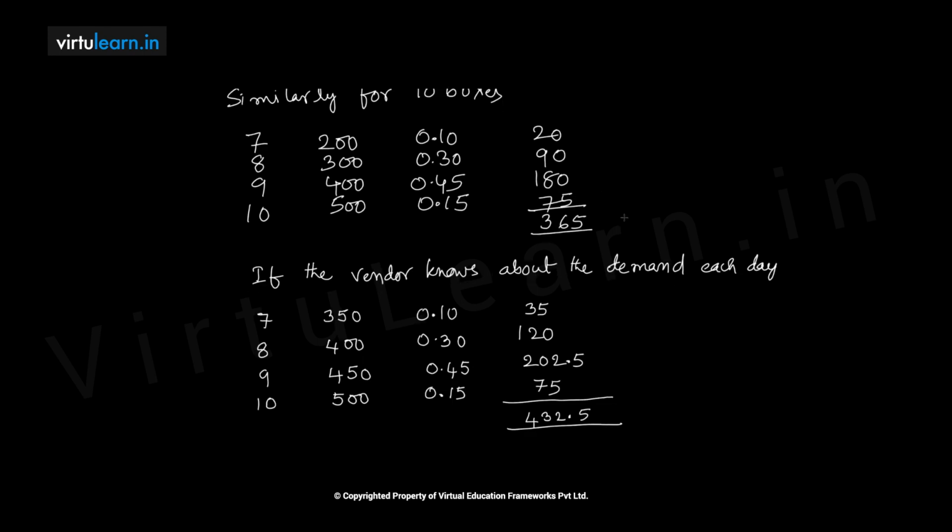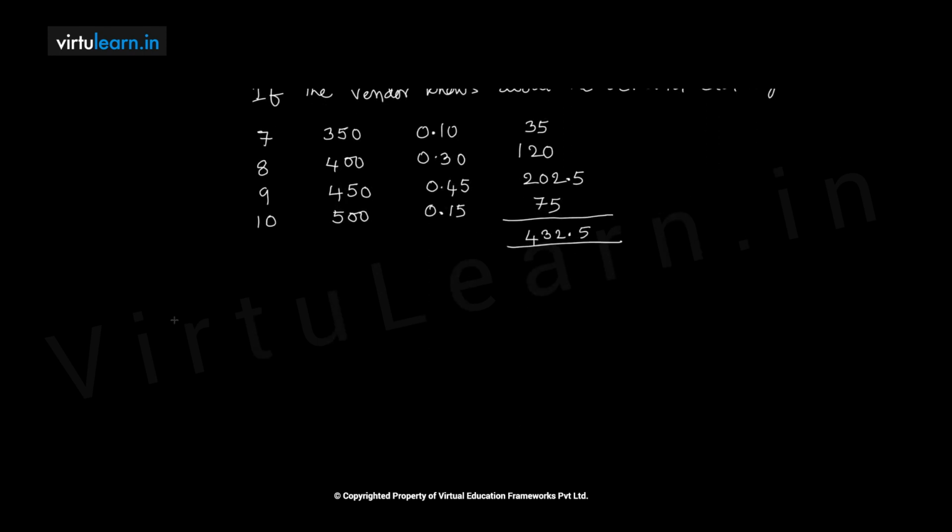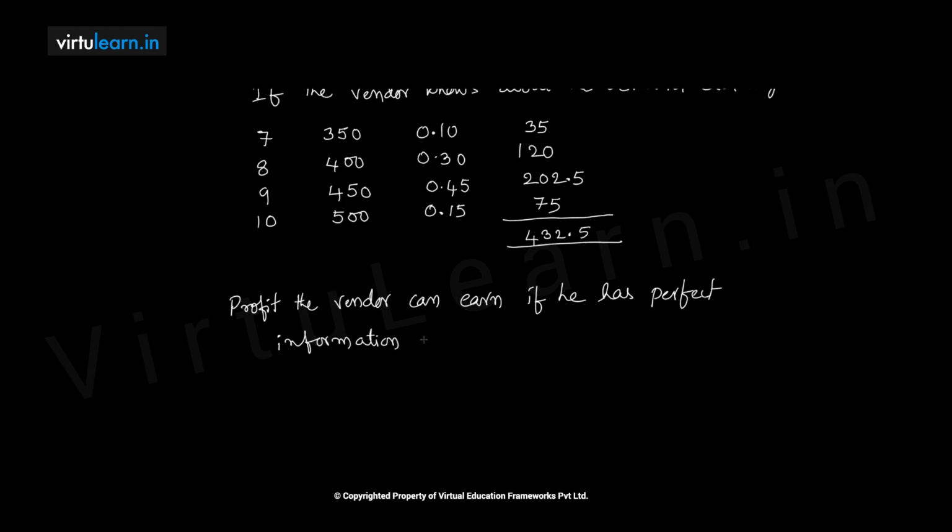Here we'll write: profit the vendor can earn if he has perfect information is rupees 432.5. But what is the value of information?